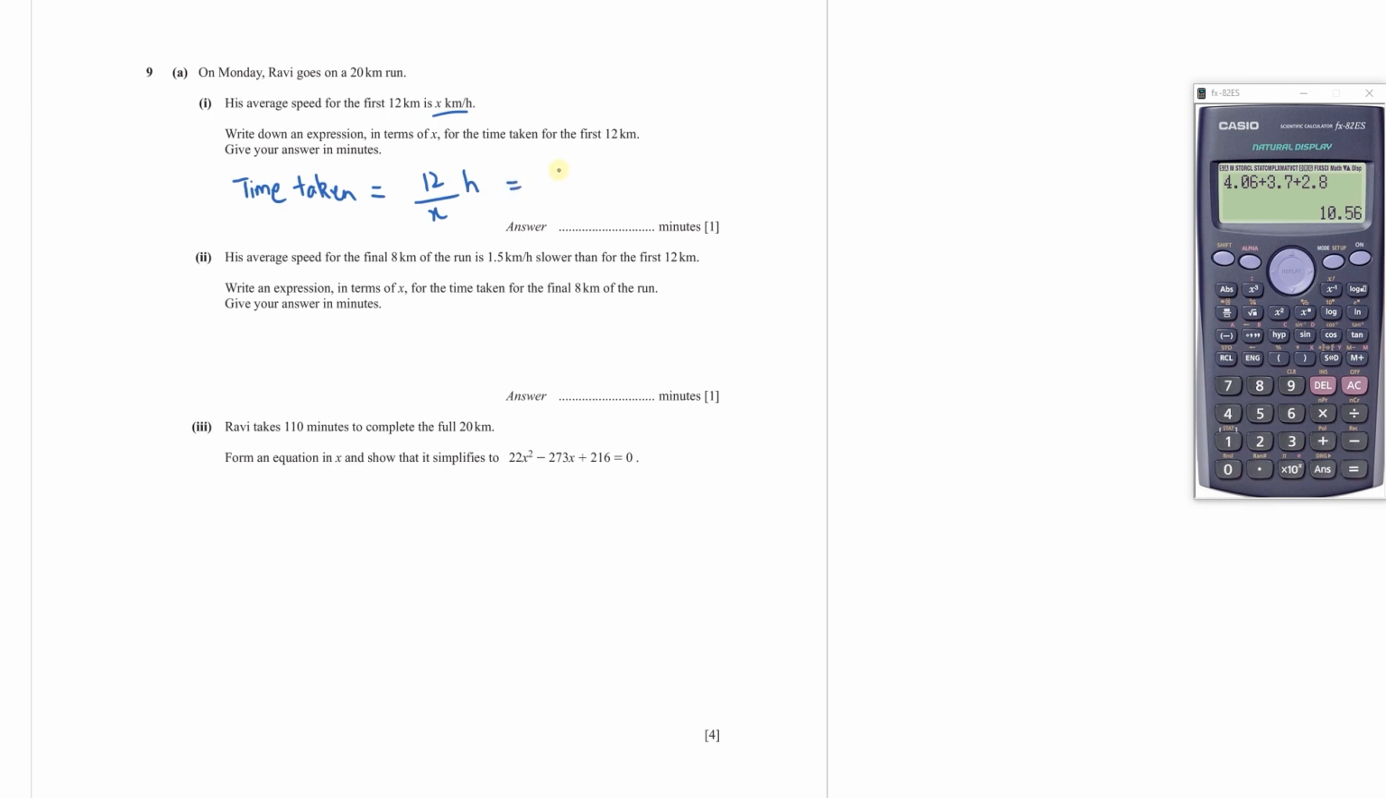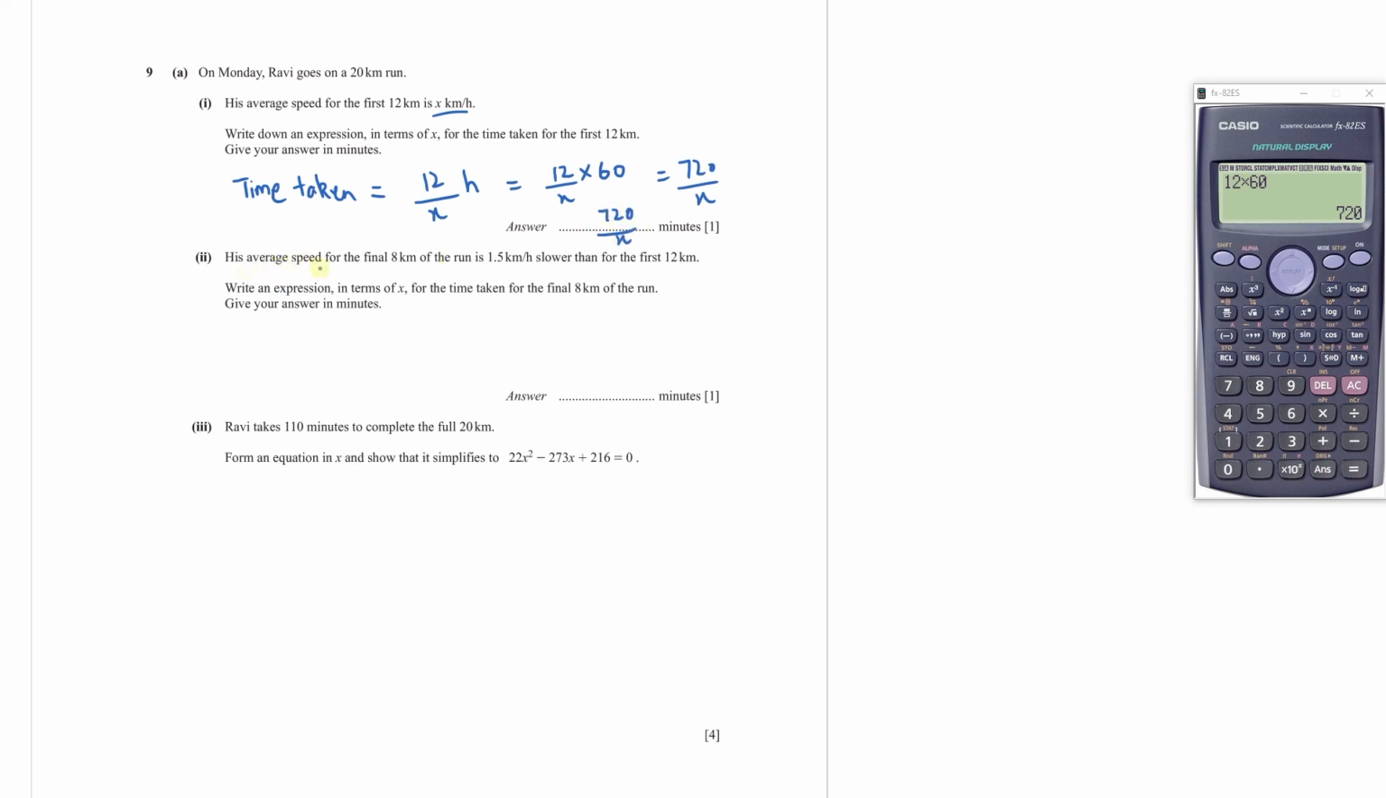So if you want to convert it into minutes, because the question asks you to do so, you simply multiply it by 60 to convert the hours into minutes. So 12 times 60 will be 720 over x minutes. 720 over x.